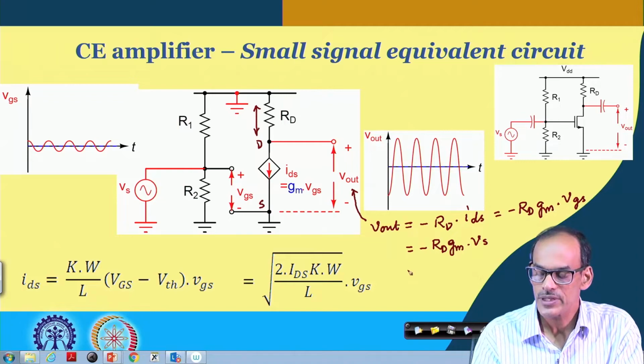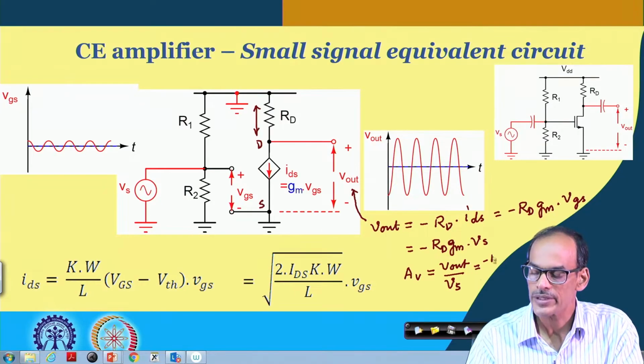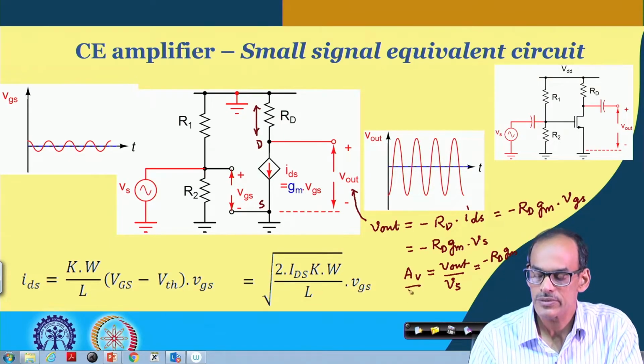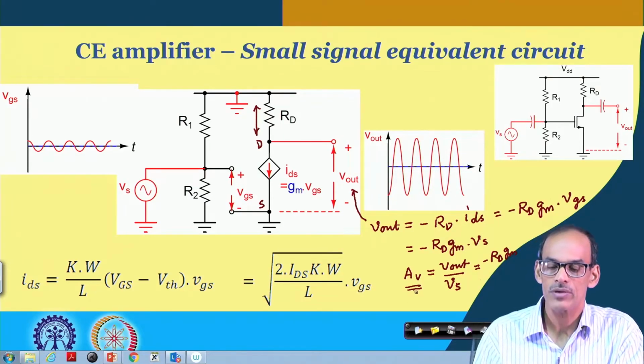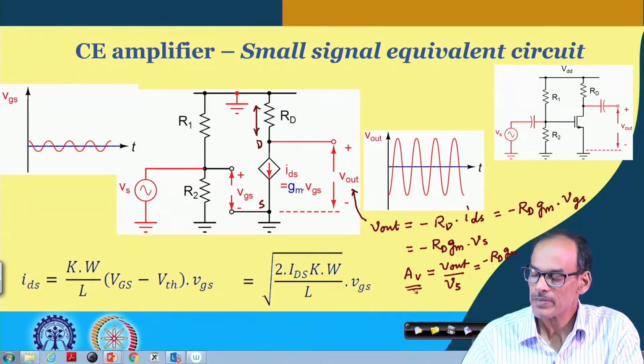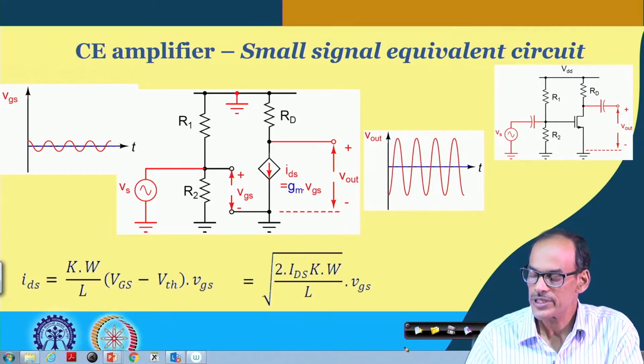So, that gives us the voltage gain AV defined as small signal Vout by the primary input Vs equals to minus RD into GM. So, this is the first parameter of the voltage amplifier, namely the voltage gain. The second parameter, it is the output resistance.